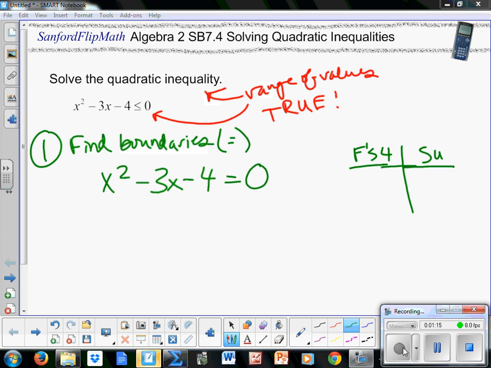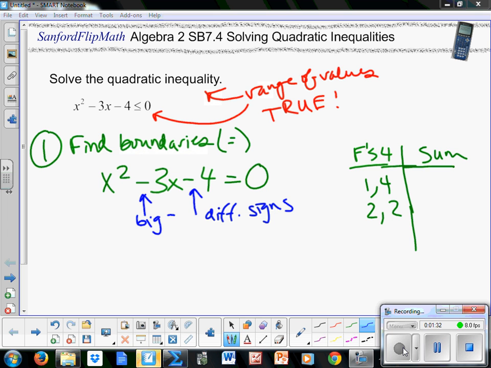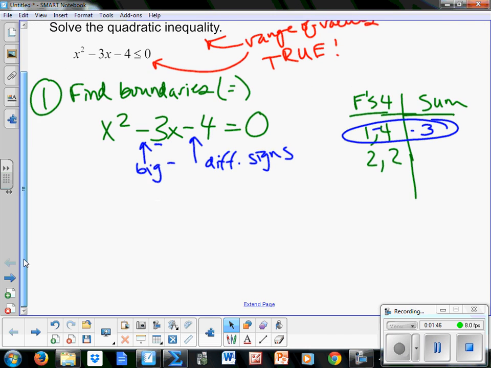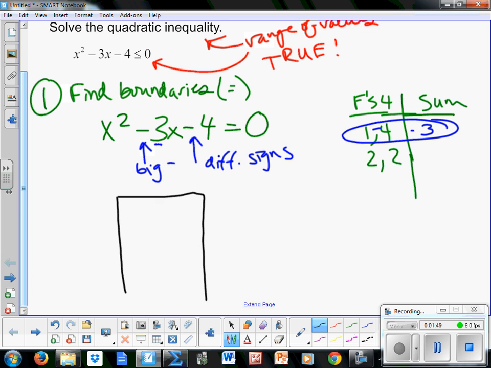Now to solve this, we're going to find our factors of 4 and sum them. So we got 1 and 4, we got 2 and 2. Since this value is negative, that means we're going to have different signs. And since this one's negative, that means the big one is negative. Okay, so we got our negative 4. Neither one's different. Well, that's good because if we add negative 4 and 1, we get our negative 3, which is what we're looking for here.